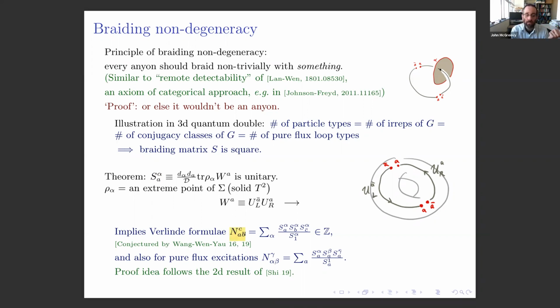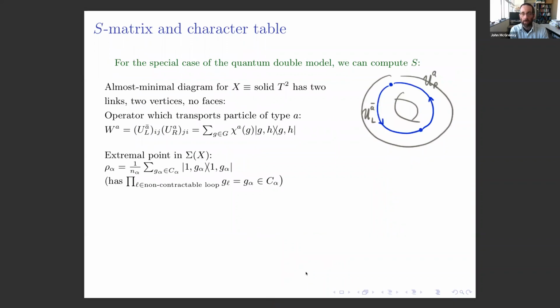One that relates the fusion of particles to the S matrix, and a second one that relates the fusion of loops to the S matrix. And I'm going to say a few words about the idea of the proof, but first let me illustrate it in the case of the quantum double model.